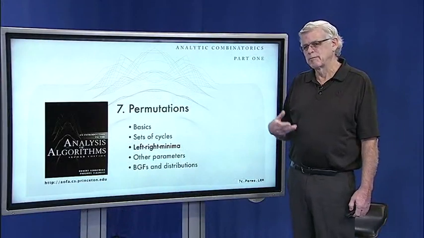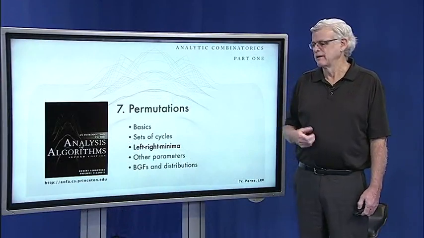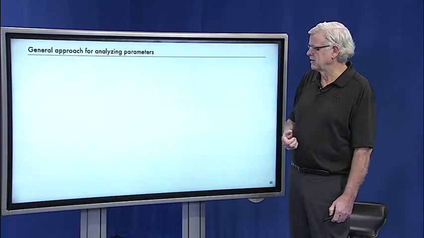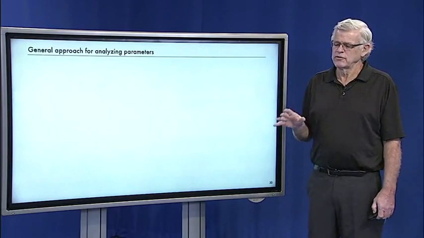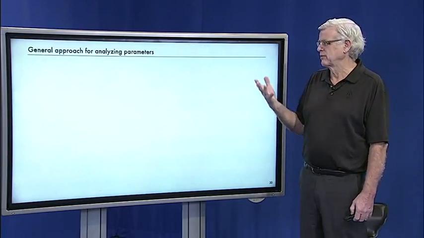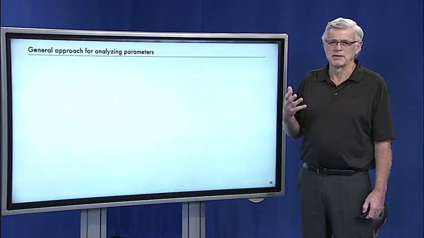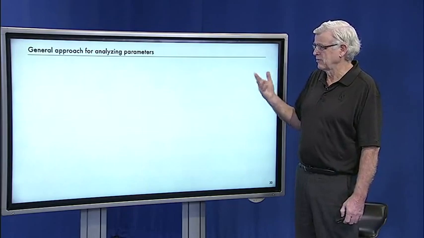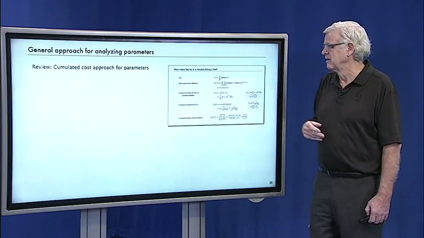So next we're going to look at properties of permutations. And as our main example, we're going to talk about what's called left to right minima in permutations. This is a parameter of permutations, so I want to talk some about the general approach that we use for analyzing parameters. We talked about it last time for trees.